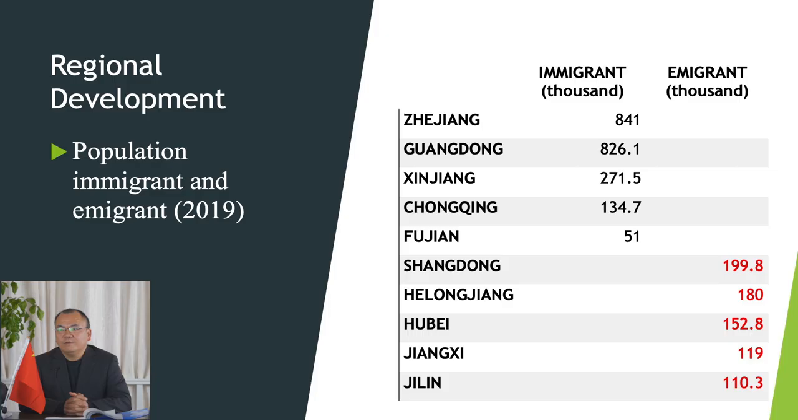To the contrary, some provinces export population, they lose population: Shandong, Heilongjiang, Hubei, Jiangxi, and Jilin. So from the population movement, you will find that people are pursuing a better life by moving from one area to another. Because these developed areas have a developed economy, they have more opportunities.